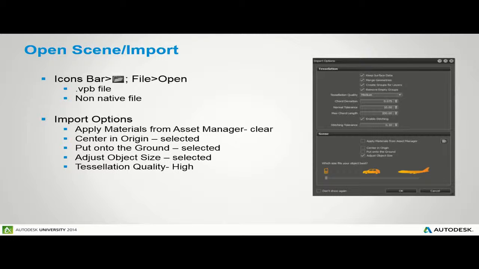Also, center in origin, put onto ground, and adjust object size, I keep them selected because it places the objects in the center of the environment. It puts it on the shadow plane, that's the ground of the environment. Adjust object size, once you give the object size, it is relative to the size. For example, you are bringing in a car, just move the slider to the car, so that it's relative to whatever you see on the screen and your objects are.